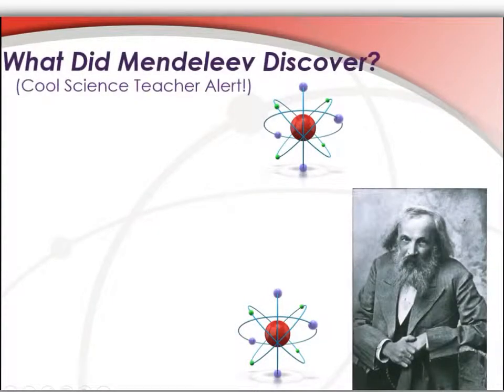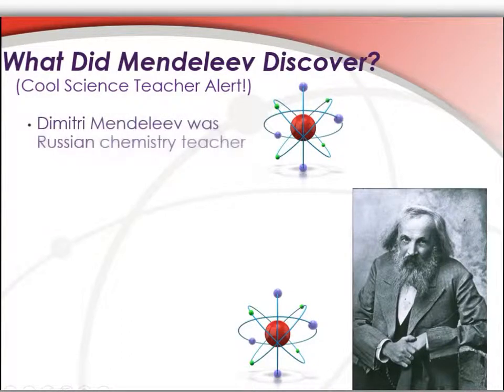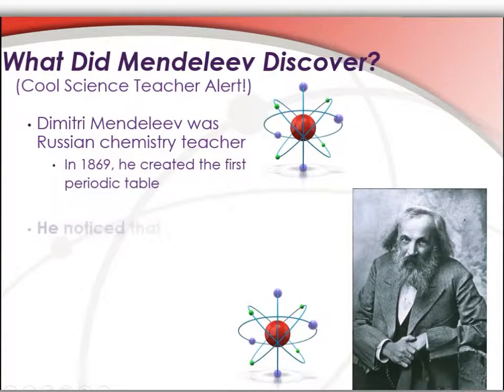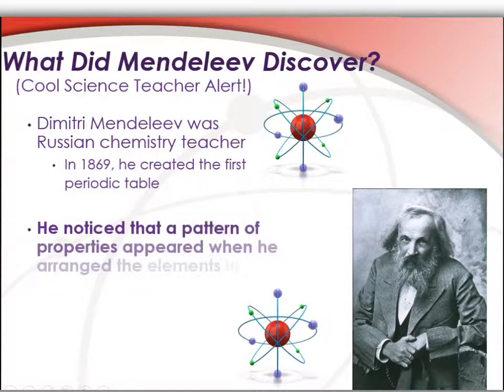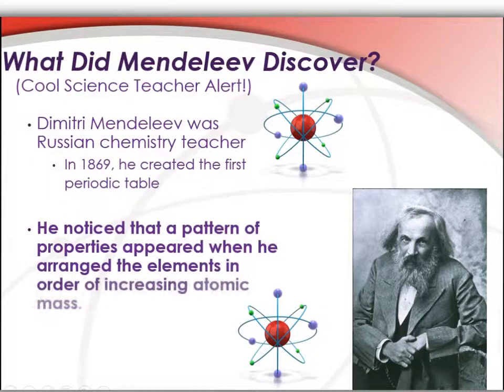What did Mendeleev discover? This is Dmitri Mendeleev. He was a Russian chemistry teacher. In 1869, he created the very first periodic table. He noticed that a pattern of properties appeared when he arranged the elements in order of increasing atomic mass. The properties repeated regularly.